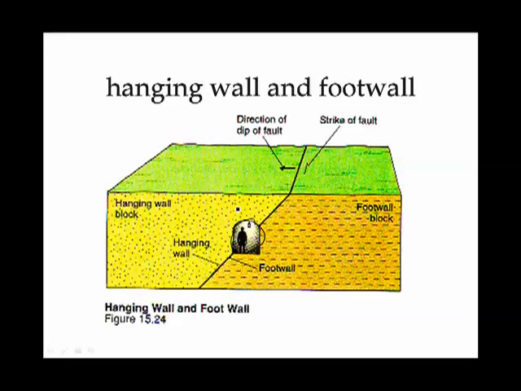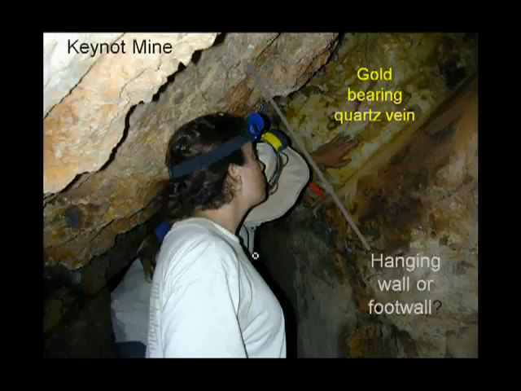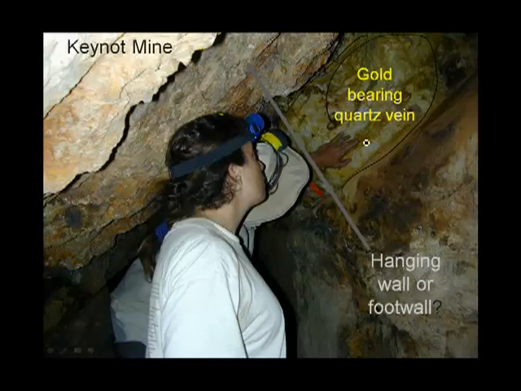As the miner is standing there at the fault, above his head is hanging a wall that he called the hanging wall, and at his feet is the footwall. To give you a specific example, here are friends of mine at the Keynot mine, which is an abandoned gold mine in the Inyo Mountains, and one of my friends got her hand on the quartz vein here. I wish all that yellow stuff was gold, but if it were, this would not be an abandoned mine.